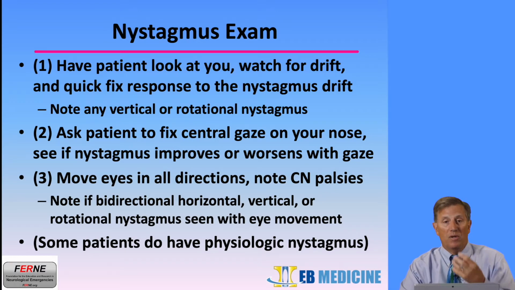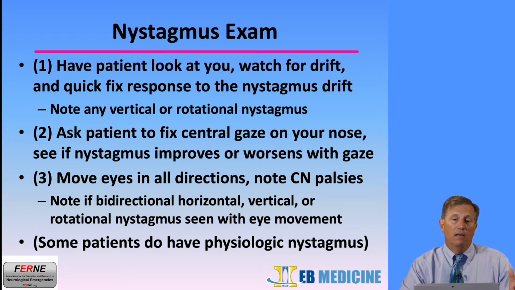Once you've established whether nystagmus improves with central gaze, which it should with a peripheral etiology in an acute vestibular syndrome, that's a good finding suggesting a peripheral labyrinthine cause. Once you've done that, the third step is to move their eyes in all directions, just to make sure there isn't a cranial nerve palsy 3, 4, or 6. Please note that some patients have physiological nystagmus, that is nystagmus observed without any feeling of dizziness, and this may be seen in patients with pigment disorder specifically.